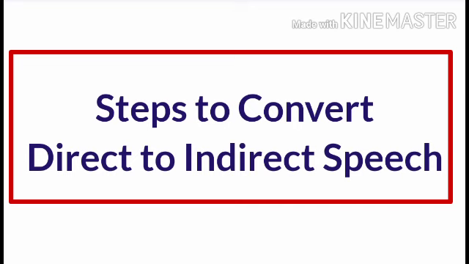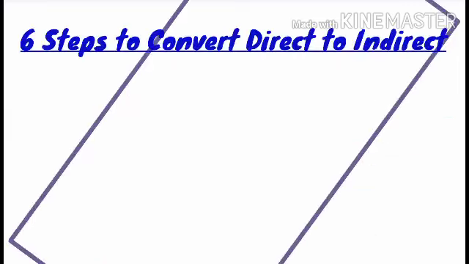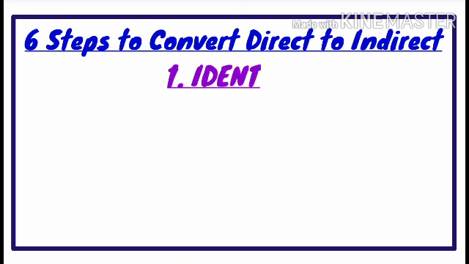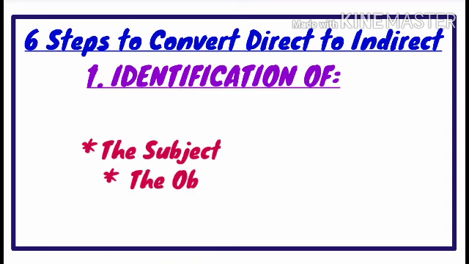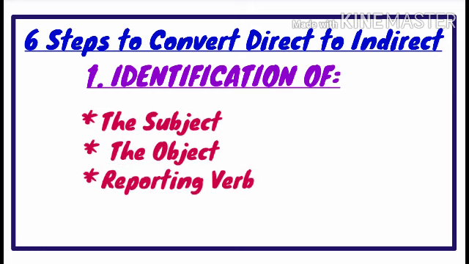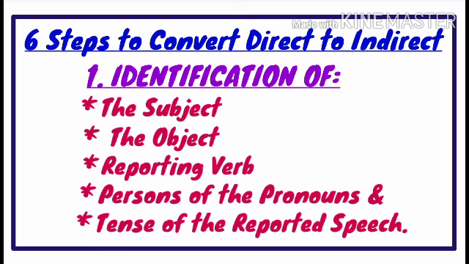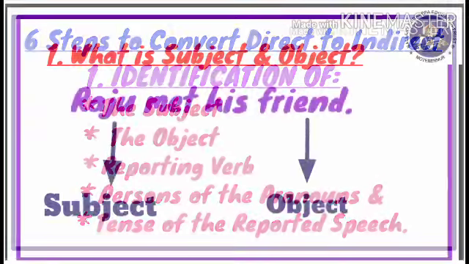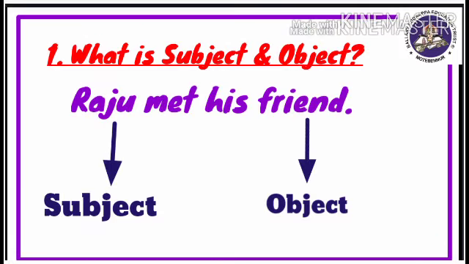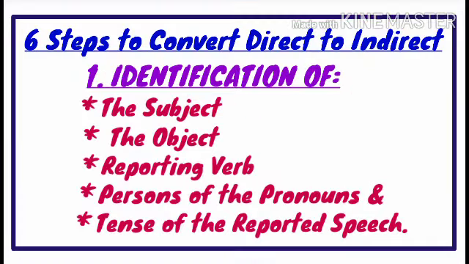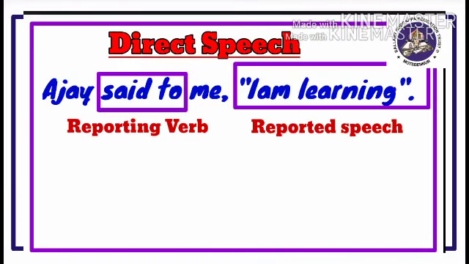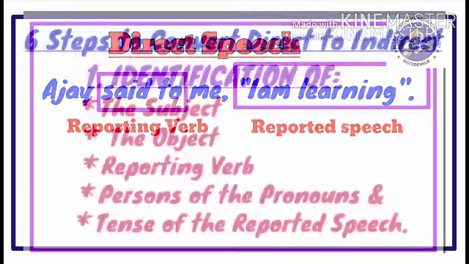There are 6 steps that we have to learn before we change direct to indirect. The first thing is identify the subject, object, reporting verb, person of the pronouns and tense of the reported speech. These things already we have understood. The subject and object identification already we have learned. Identifying the reporting verb, that is he says to him or he said to him. So that is said or says, it is a reporting verb. That also I have already told you.